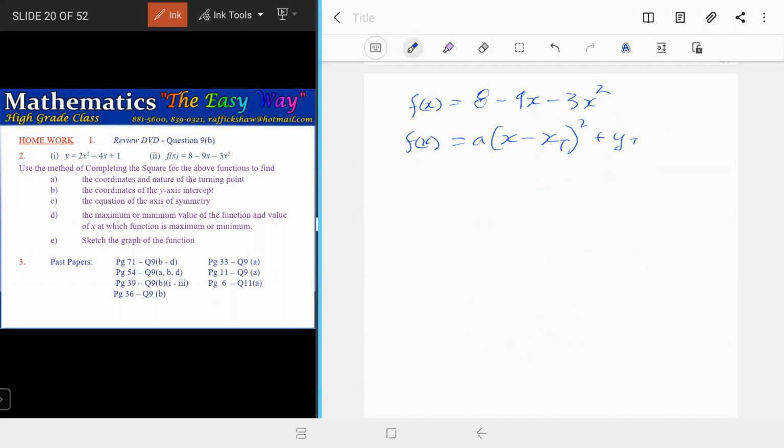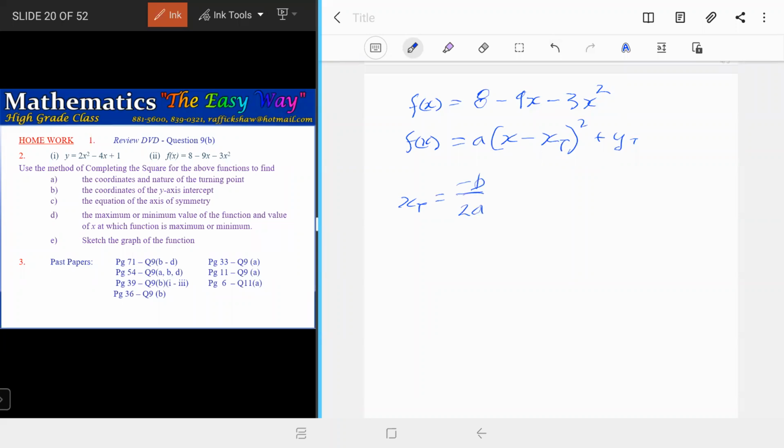And then there's a square and then plus the yt. Now we know that to calculate this xt and this yt, we need the coefficients a, b, and c, and we have to write down the coefficients properly. Don't give it away. So the xt that we're calculating here, the formula for it, is negative b divided by 2a every time.